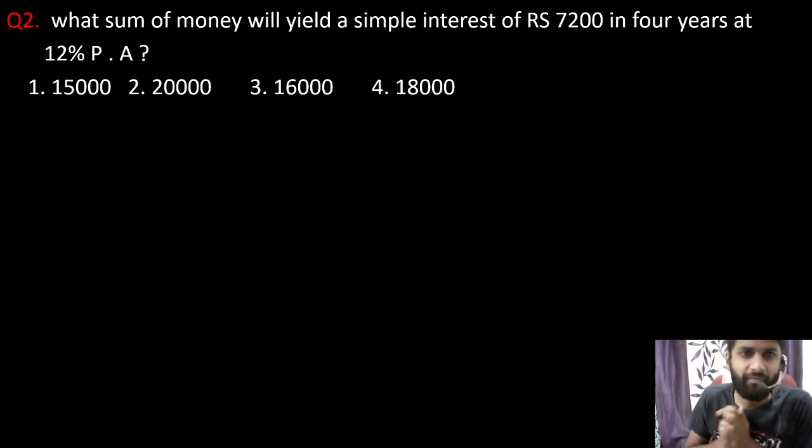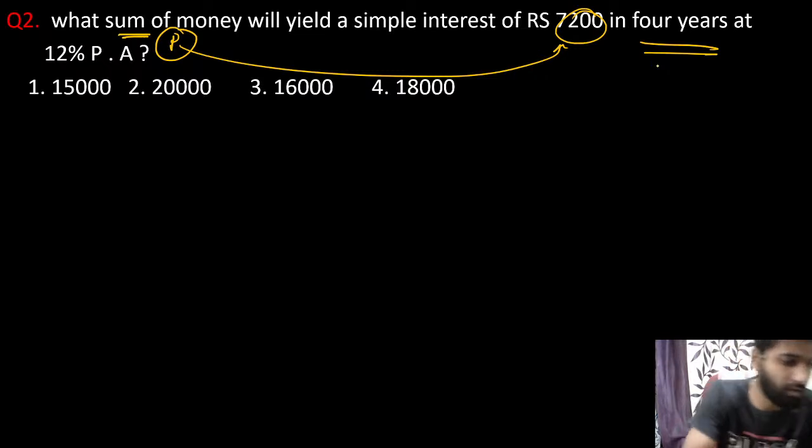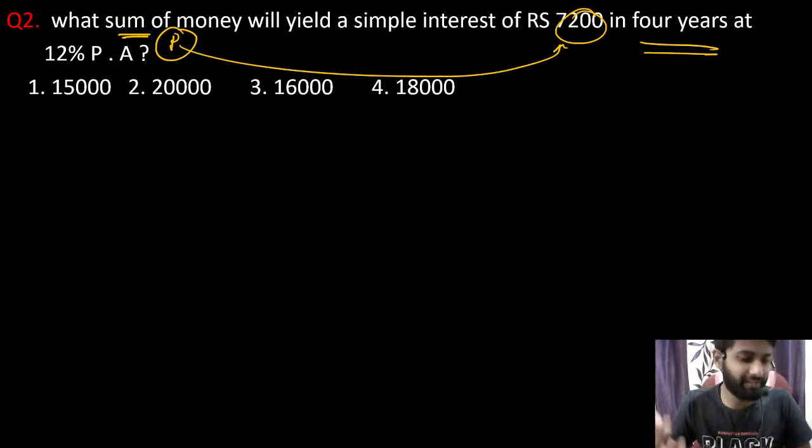See, what sum of money will yield a simple interest of 7,200 in 4 years at 12% per annum? Now see, what does the question mean? What is the principal? For this principal, it yields 7,200 rupees for 4 years, with a rate of interest of 12% per annum. So we need to calculate it. What is the principal? They deposited some amount, guys, and it yields 7,200 rupees at 12% per annum. Clear? That is the rate of interest. We need to calculate the principal.